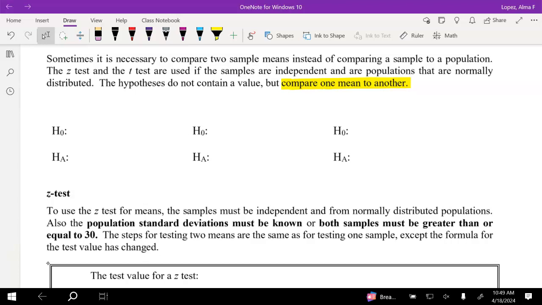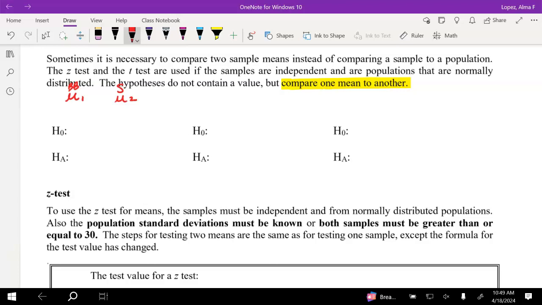I'm going to let sample one be the prices or average cost of washers at Best Buy. I'm going to let sample two be the average washers at Sears. All right. So in comparing the two means, whatever sample is described first or given to you first, that's always sample number one. The second one described or given to you is sample two.